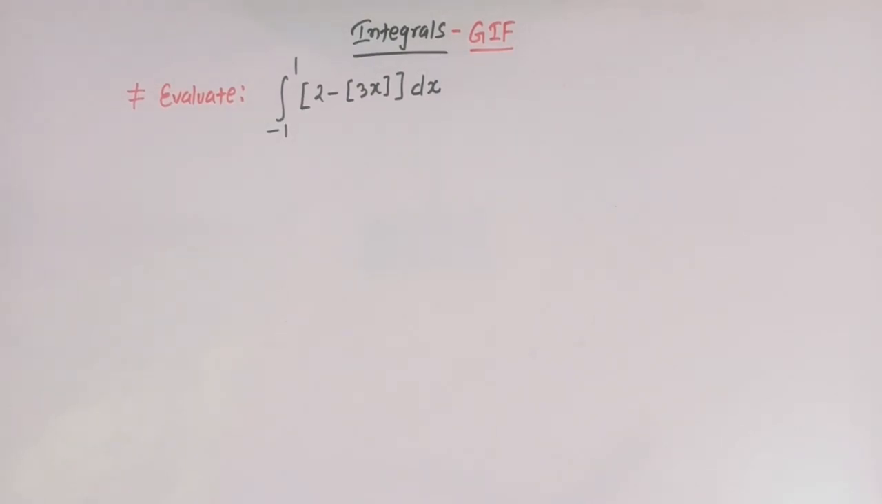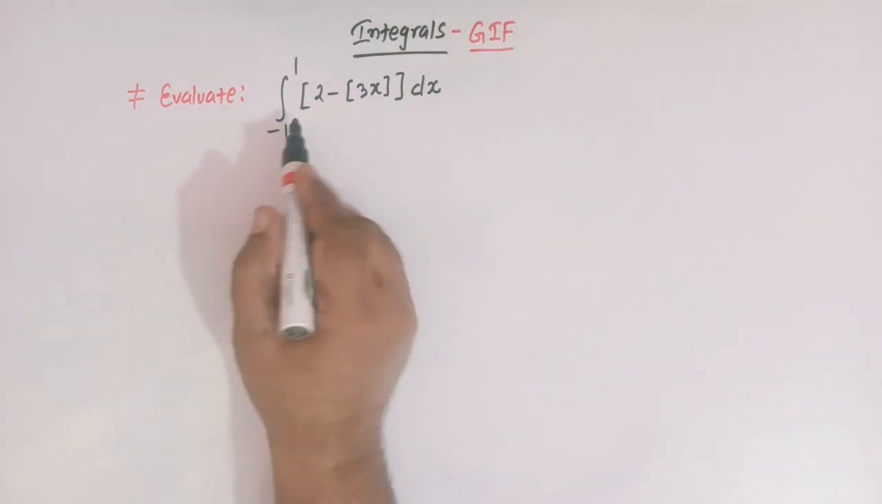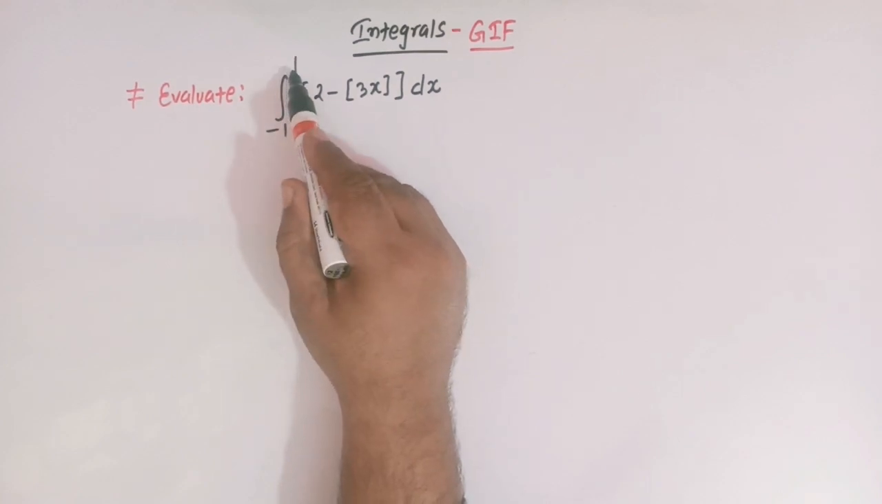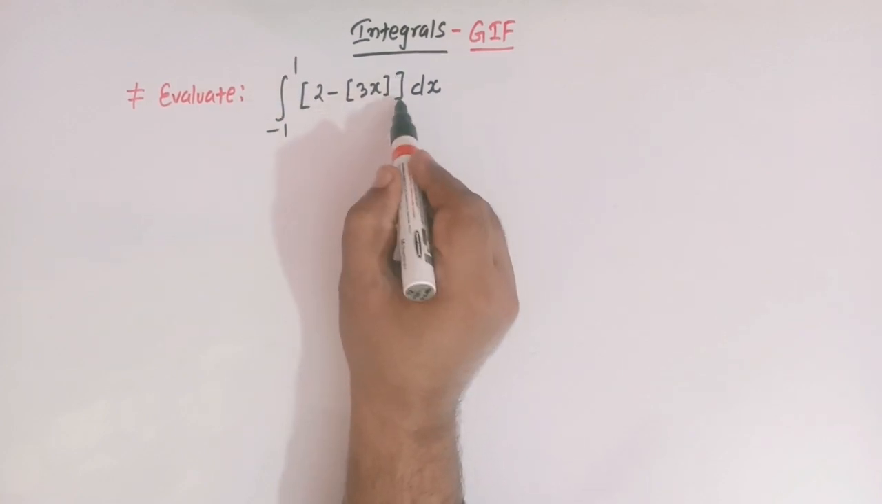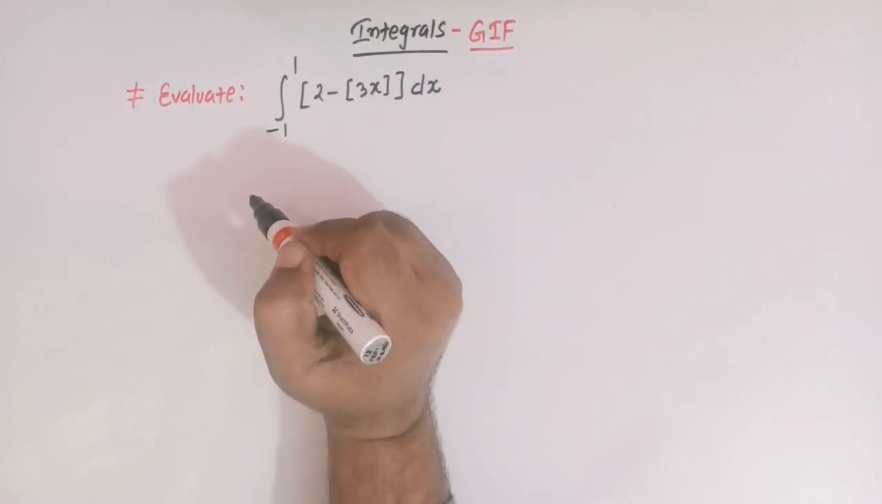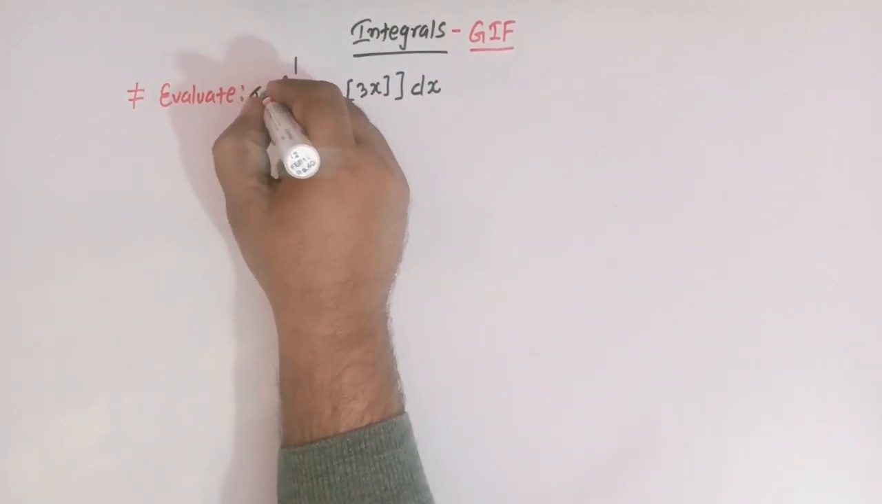Hello viewers, in today's class we are going to discuss yet another important and conceptual problem from definite integrals involving the greatest integer function. So here we have this problem: the integral from -1 to 1 of the greatest integer of 2 minus the greatest integer of 3x.